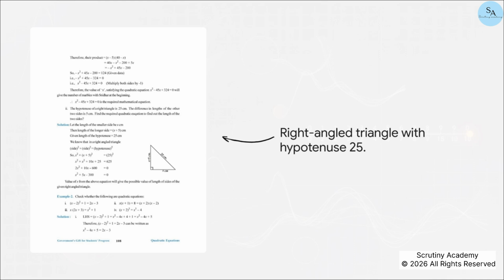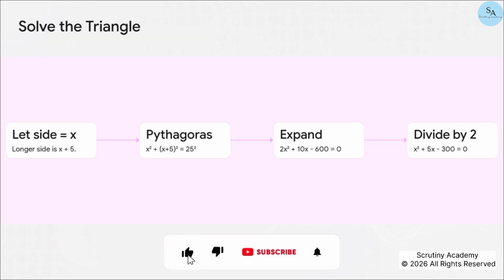Now, a pro tip, whenever you see a geometry problem, sketch it out immediately. Let the smaller side be our shapeshifter, x. Since the difference is 5, the longer side just has to be x plus 5. Now we get to use a tool you already know and love, Pythagoras' theorem. Side squared plus side squared equals hypotenuse squared. Let's set it up. X squared plus the bracket x plus 5 squared equals 25 squared.